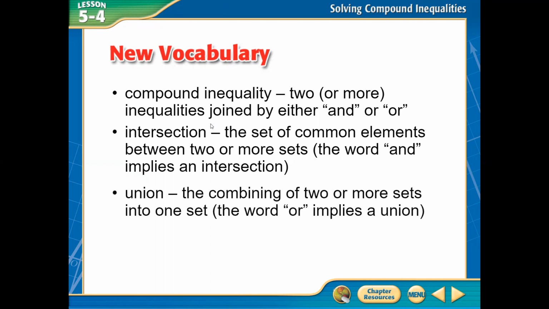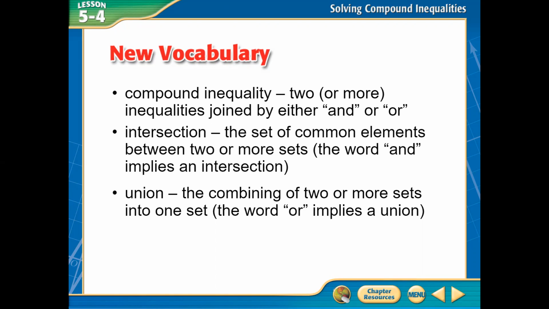So a union is a lot less persnickety than an intersection. A union means we're going to take two or more sets and make them into one set. If it's true for one, it's true for both, and if it's true for the other one, then it's true for both. So taking our same numbers from before, if our compound inequality is x is greater than 4 or x is less than 2.